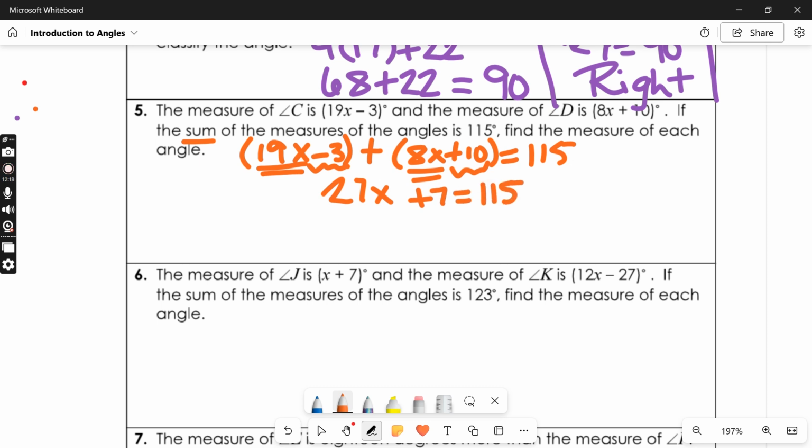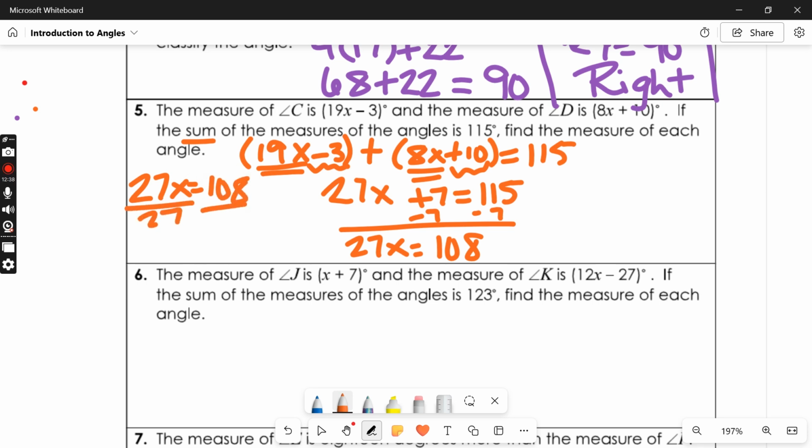And then I'm going to have to work backwards or use some inverse operations. I'm going to start by subtracting the 7. So I get 27x is equal to 108. And then I'm going to divide everything. I'm going to write it over here. 27x equals 108. I'm going to divide everything by 27. So I get x is equal to 4.